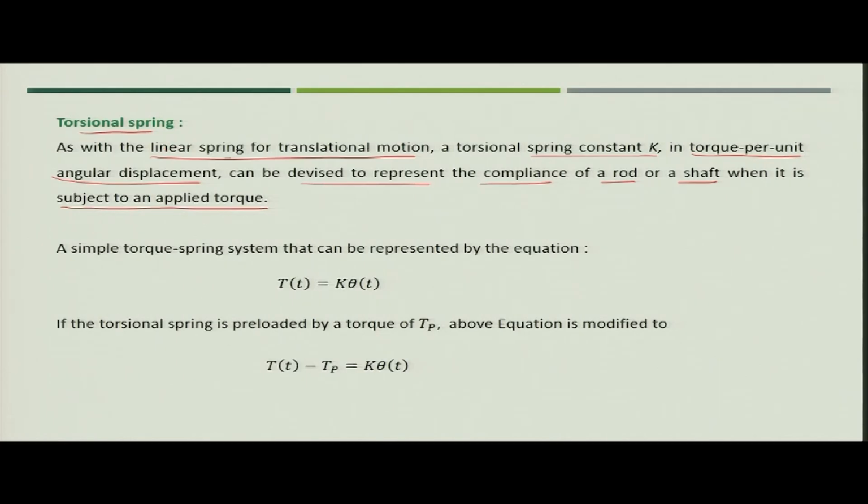So, what you will write, simple torque spring system can be represented by this equation, that is T, capital T, that is the torque at any time t can be given as k theta, theta is also at that time t. Now, if the torsional spring is preloaded by a torque say Tp, the above equation can be modified, or we can write torque T minus Tp, that is the preloaded torque, equal to k theta.